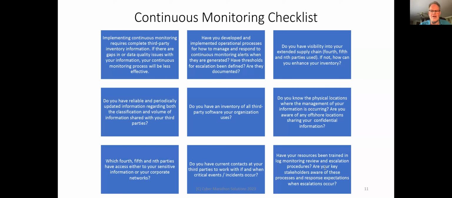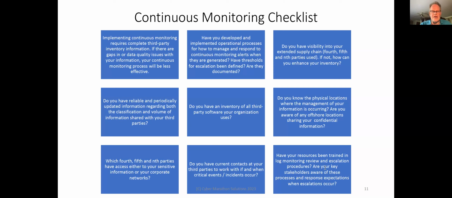Do you have the visibility into your extended supply chain? Do you know who your fourth and fifth parties are, particularly those associated with critical business processes? Do you have reliable and periodically updated information on the classification and volume of information that third parties are handling for you? As I said previously, that information changes over time. Many third-party relationships start out as pilots, but they evolve into full-fledged business operations, and nobody bothers to go back and tell the third-party risk team that that occurred.